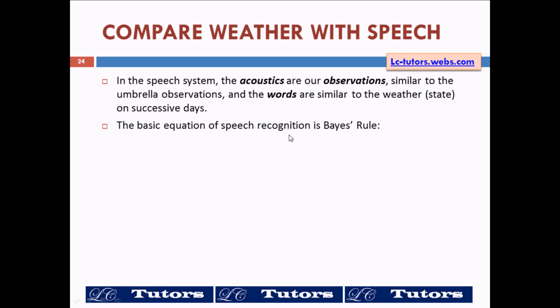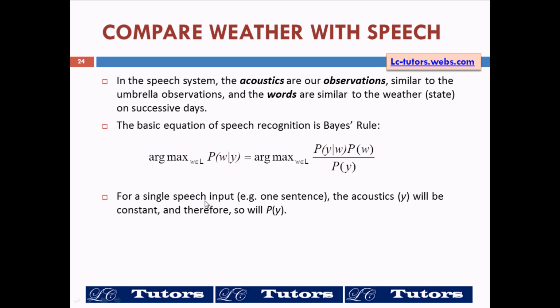So the basic equation of speech recognition is Bayes rule. We want to maximize this, but instead of using this equation we can use the equivalent equation P(Y given W) times P(W) divided by P(Y). This is the basic equation, Bayes rule. For a single speech input, for example one sentence, the acoustics Y will be constant, and therefore P(Y) will be constant. So we need to maximize the argument of this, P(Y given W) times P(W).